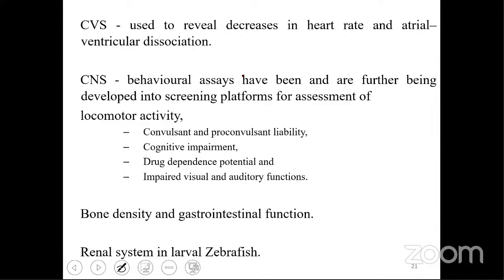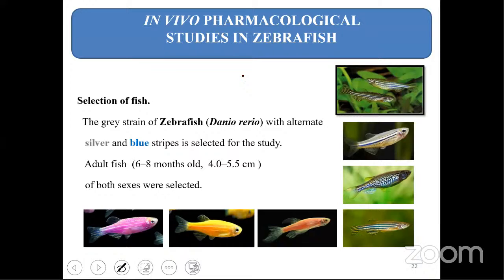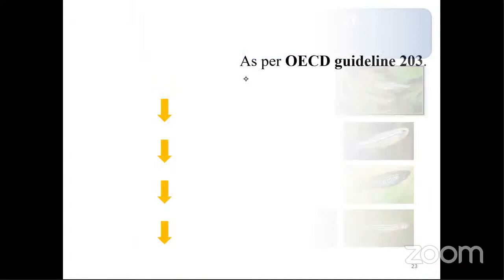Once again, cardiovascular, central nervous system, bone density, GIT, renal system, as well as toxicological studies: this particular species is being used majorly. And coming towards the basic thing, the in vivo pharmacological studies in zebrafish.